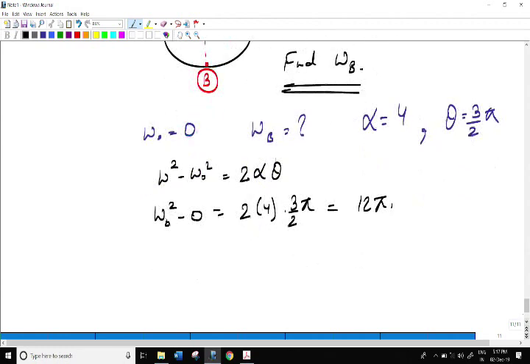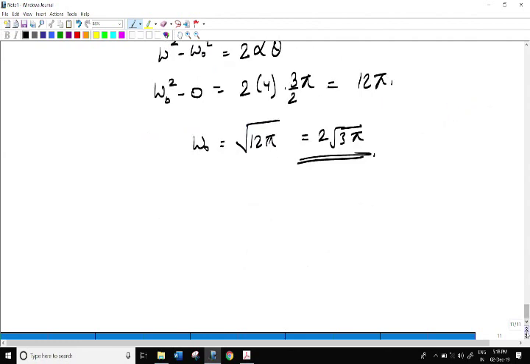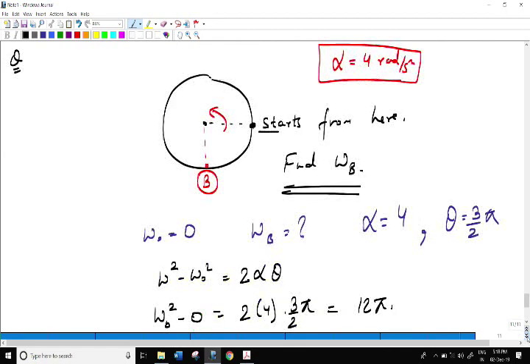So the answer will be omega b equals square root of 12 pi, which can be written as 2 root 3 pi. Just a square root of pi. Just leave it there. That is good enough. You don't have to give me the answer in decimal form, and it doesn't require too much effort. Okay, is this clear? Now I hope these questions are clear to you.